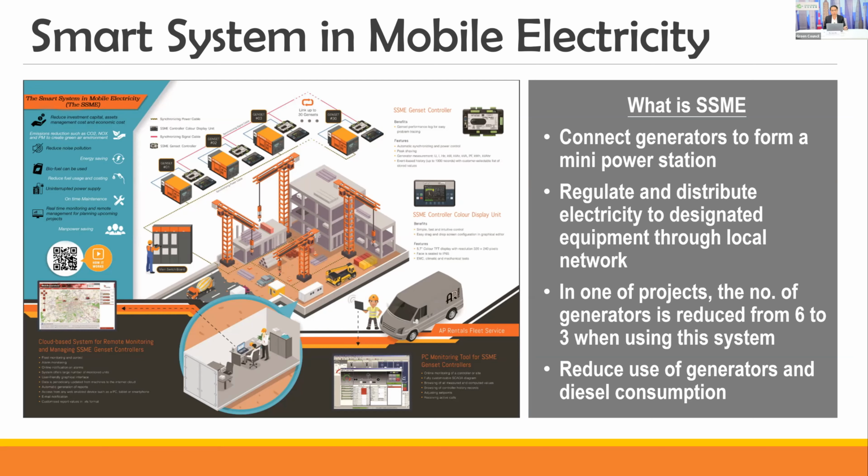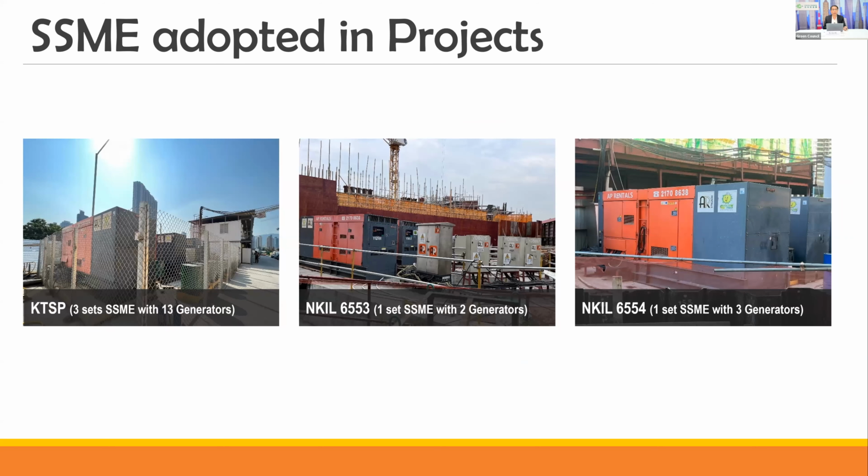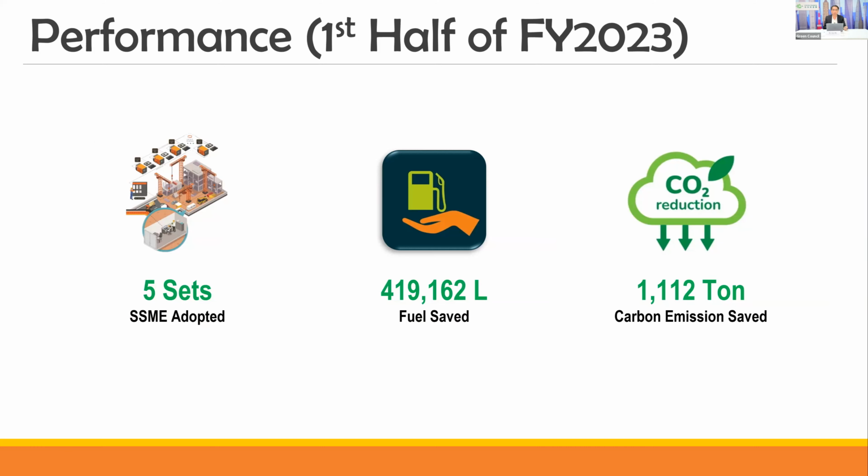SSME connects generators to form a mini power station. It regulates and distributes electricity through a local network. The number of generators switched on depends on the power usage. And recently, we deployed 5 sets of this SSME in our project. SSME can also save fuel and carbon emissions in our construction site.